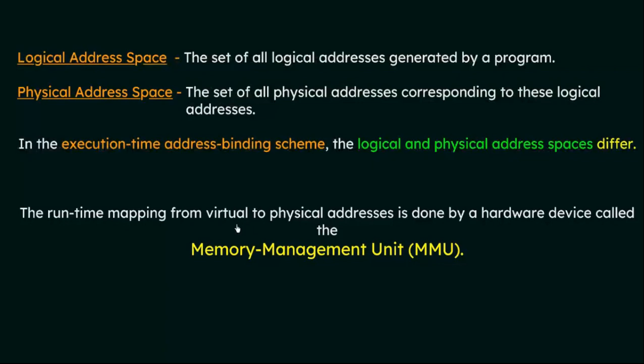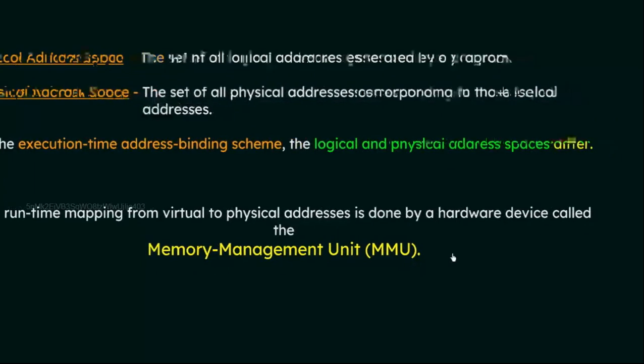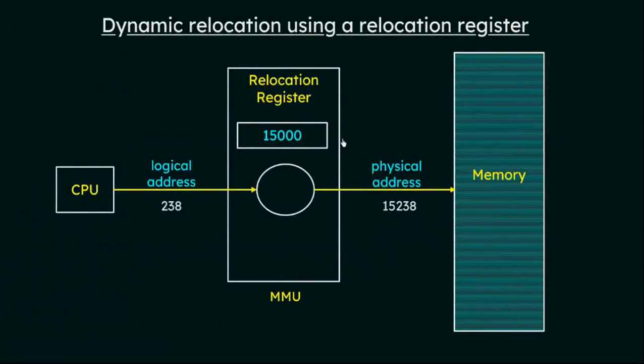So these virtual addresses have to be mapped to the physical addresses during runtime, and for that we are going to make use of a device called the memory management unit, which is a hardware device. So let us see how this memory management unit works. Here we are going to take an example of dynamic relocation using a relocation register.